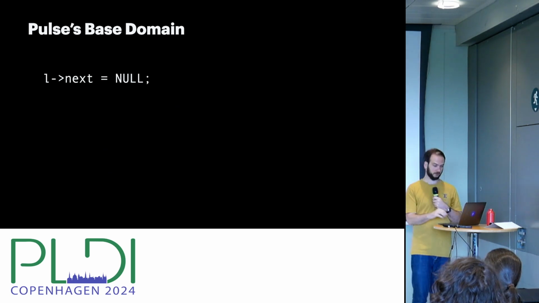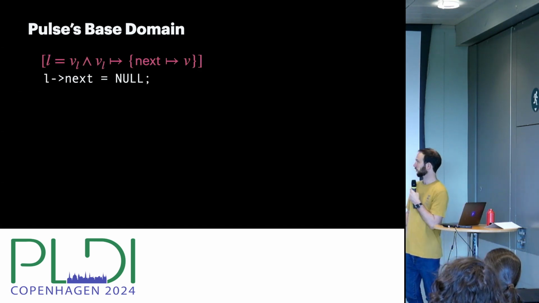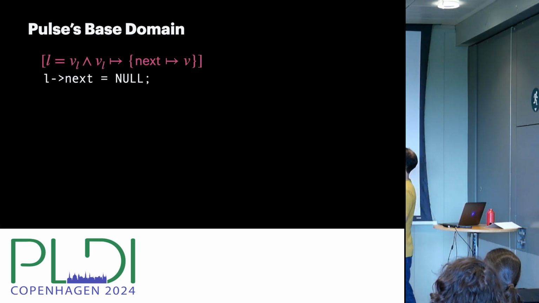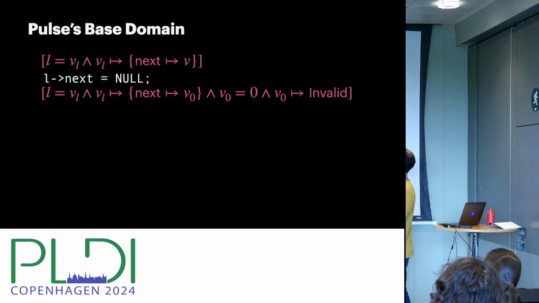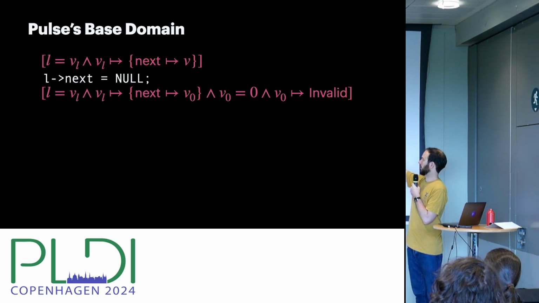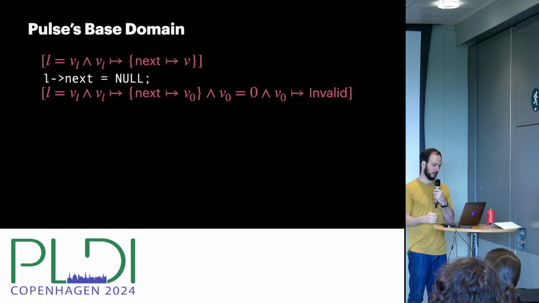So for instance, assigning null to something in memory, our state would look maybe like this just before. We know that L is some abstract value VL. And in memory, we know that VL has a next field that points to some value V. When we assign to it, in the post state, it points to some new value, V0. We know V0 equals 0, and we know that it's invalid because it's the null pointer. Okay.